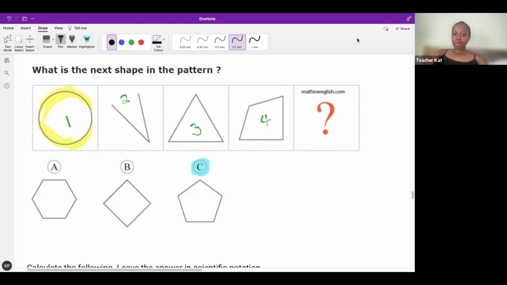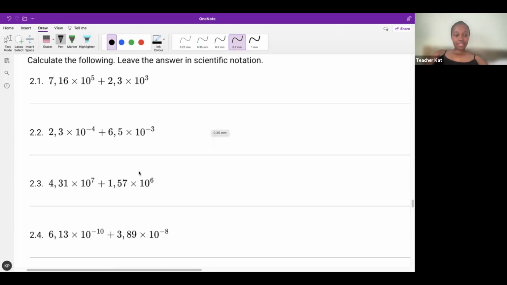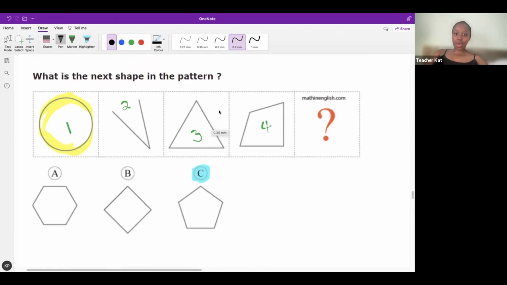Okay, let's do one more question that has to do with scientific notation. This one says calculate the following. Ilham is like, but how? Because a circle is just one big side. It stops and ends without lifting your pen. So think about it. It's just one long side. Okay.